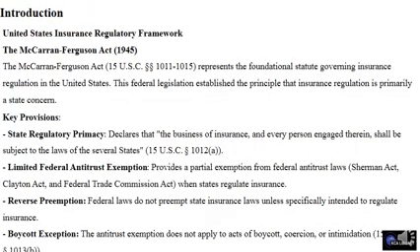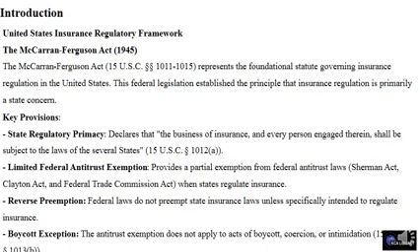Introduction: United States Insurance Regulatory Framework. We're going to be looking at the McCarran-Ferguson Act of 1945. The McCarran-Ferguson Act represents the foundational statute governing insurance regulation in the United States. This federal regulation exhibited the principle that insurance regulation is primarily a state concern, while the key provisions are state regulatory primacy, limited federal antitrust exemption, reverse preemption and boycott exemption.